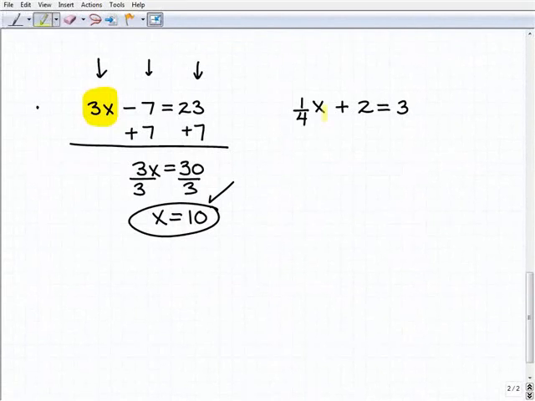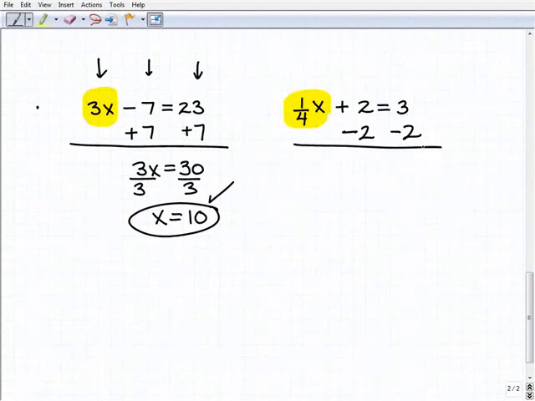All right, so we're down to our last problem. The variable term here is 1/4 x, so I'm going to subtract 2 from both sides of the equation to get that term by itself, or isolate that part. So I'm going to get 1/4 x is equal to 3 plus -2, or 1. Okay, so now, 1/4 x equals 1.